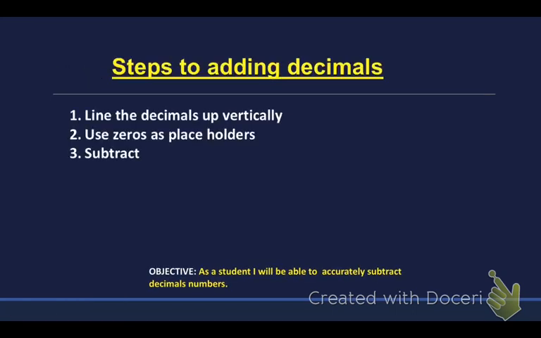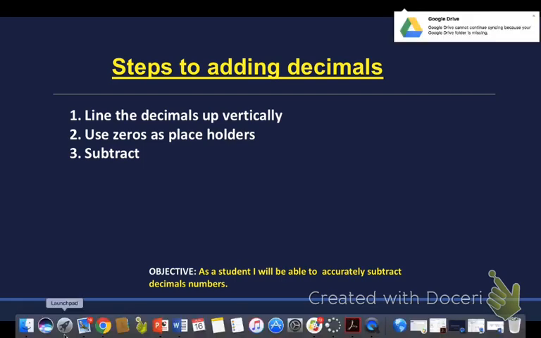All right, your steps. Steps to subtracting decimals, very simple. They're the same exact thing as adding. The only difference is you're not adding, you're subtracting, which makes things a little bit more difficult, so we got to make sure that we're careful on this. So line the decimals up vertically, use zeros as placeholders, and then finally subtract. So we're going to go ahead and get started.